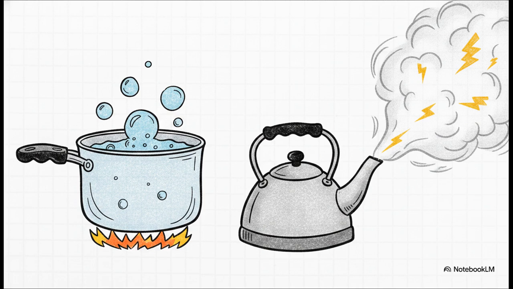Then we have latent heat, which is the hidden energy required to change a substance's state, like boiling water into steam. This massive hidden energy of the latent heat of vaporization is exactly why a burn from steam is way more severe than a burn from boiling water at the exact same temperature. The steam is dumping all that extra hidden phase change energy directly into your skin.